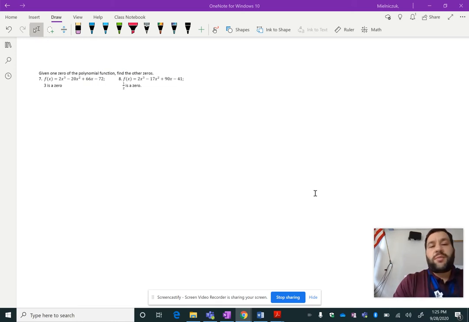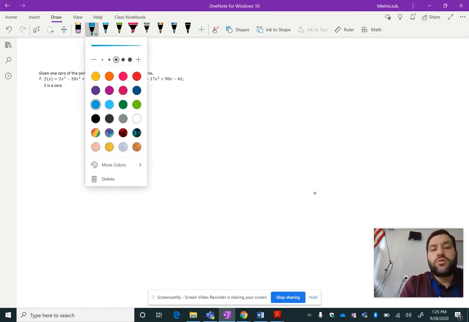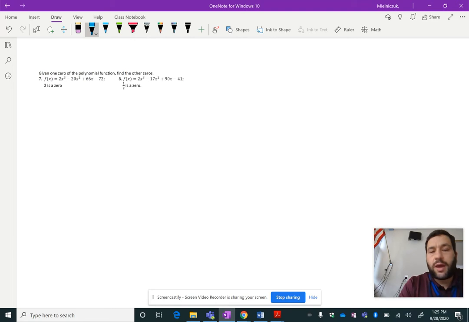All right, now let's take a look at number 8. We're given 1/2 as a 0 for the equation 2x cubed minus 17x squared plus 90x minus 41. Now, you could use synthetic division, but it's a little bit more difficult because the 0 is not a whole number. So what is it we know? We know x equals 1/2.